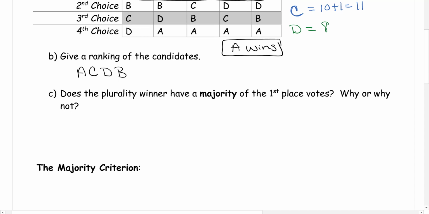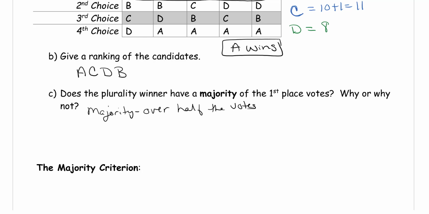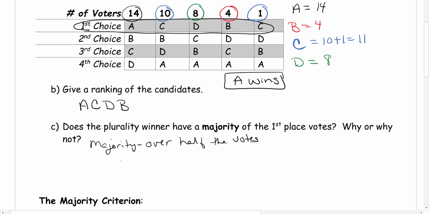Does the plurality winner have a majority of the first place votes? Why or why not? Majority is over half. So it has to be strictly more than 1/2. If we had a total of 20 voters in an election, then you would need 11 to have a majority. In this election, we have 37 voters total. So you would take 37, divide that by 2, and 37 divided by 2 is 18.5. So 19 would be the majority.